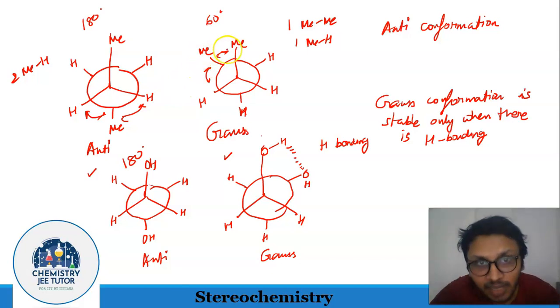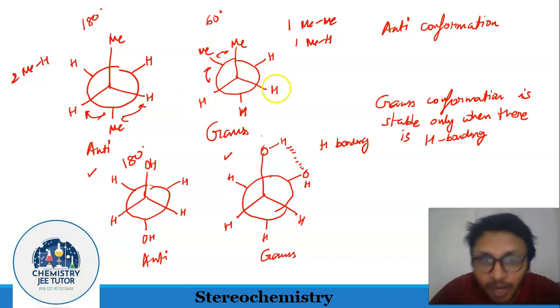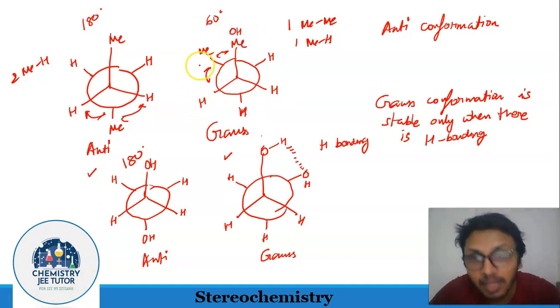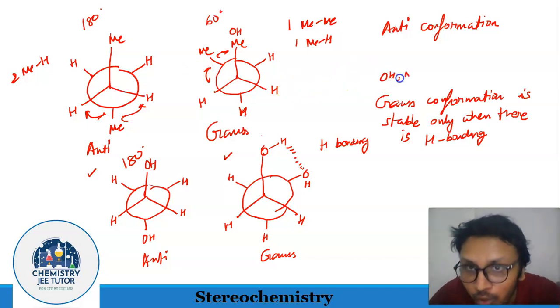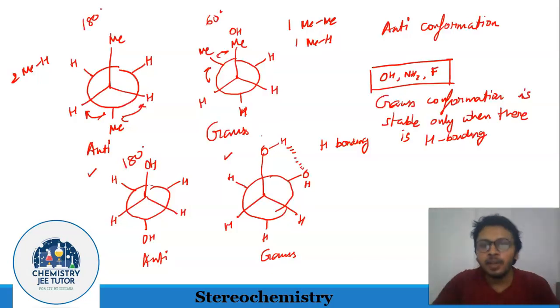In this case, it was an interaction between two methyls, so no hydrogen bonding is possible. Suppose one of the methyls I replace by an OH group. Suppose I put an OH group here. Then also hydrogen bonding is not possible, because one of the substituents is a methyl whose electronegativity is much less. So hydrogen bonding is only possible when there is high electronegativity, when we have an OH group, NH2 group, or a fluorine group. These are the three, chlorine in some cases but not much. These are the three groups which only show hydrogen bonding.